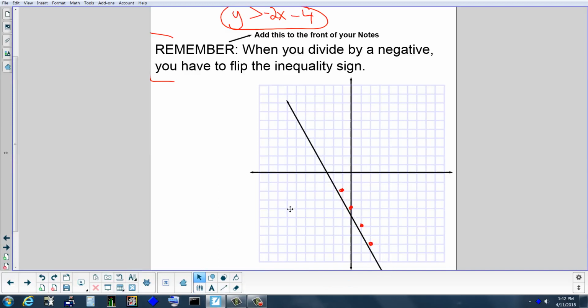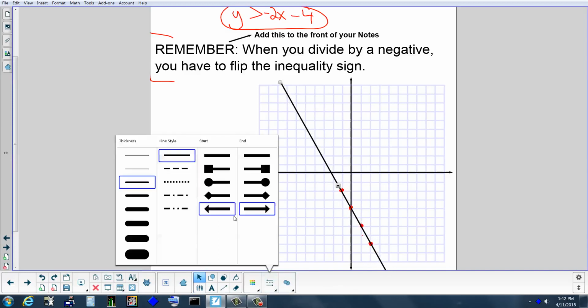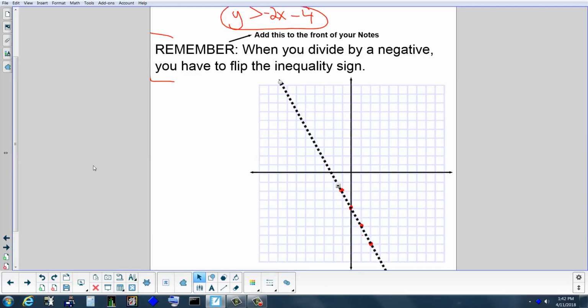Guys, in terms of the shading on this, above or below? I get to choose here though.